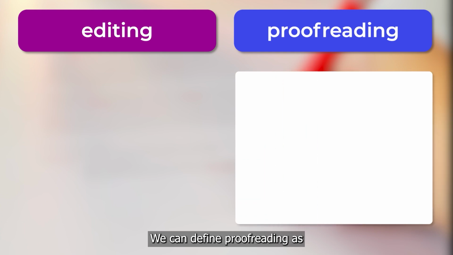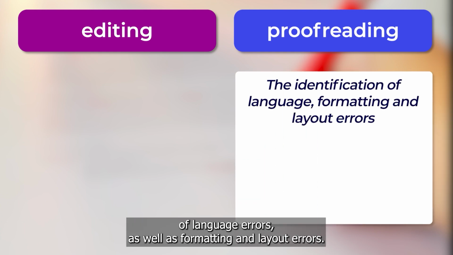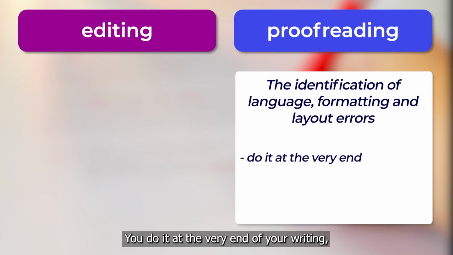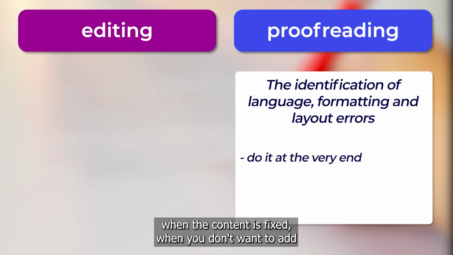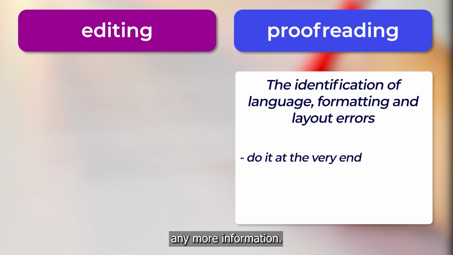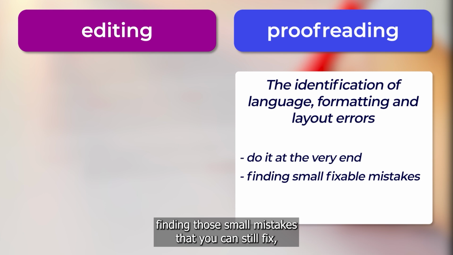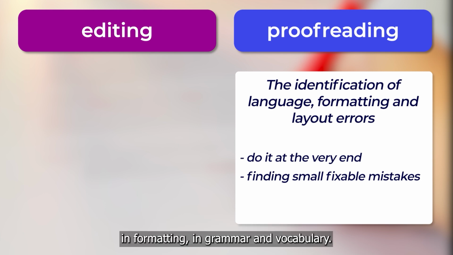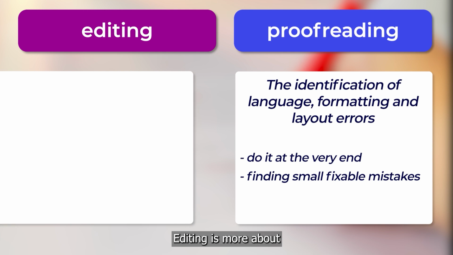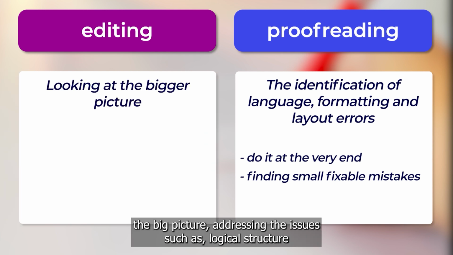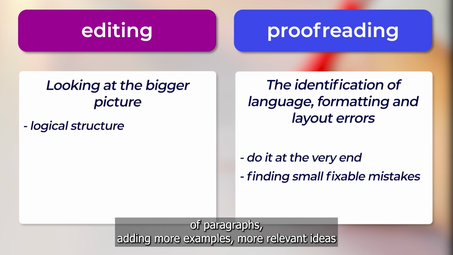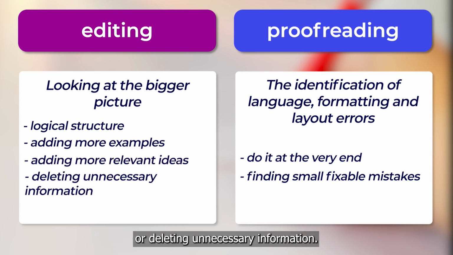We can define proofreading as the identification of language errors, as well as formatting and layout errors. You do it at the very end of your writing, when the content is fixed, when you don't want to add any more information. You don't want to add any new arguments or sources. So proofreading is more about finding those small mistakes that you can still fix in formatting, in grammar, and vocabulary. Editing is more about the big picture, addressing the issues such as logical structure of paragraphs, adding more examples, more relevant ideas, or deleting unnecessary information.